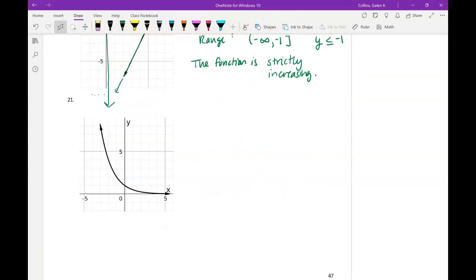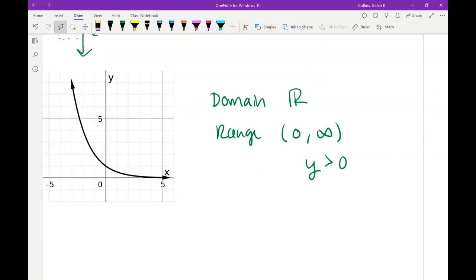All right, lastly, number 21, our domain is all real numbers. Our range is only positive numbers. You could say that in words, or we could just say from 0 to infinity, or we could say y is greater than 0, but this is undoubtedly an exponential curve here. And then lastly, is this function increasing or decreasing? The function is strictly decreasing, because from left to right, the y values are decreasing.